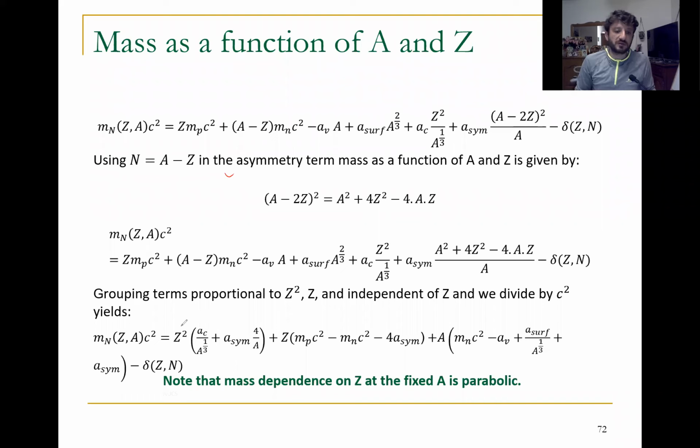So here we put z square as a common factor. We put z and a, okay? We start with z square. Here we have a coulomb divided by a power 1/3. Here also we have z square, so we get a symmetric times 4 divided by a.